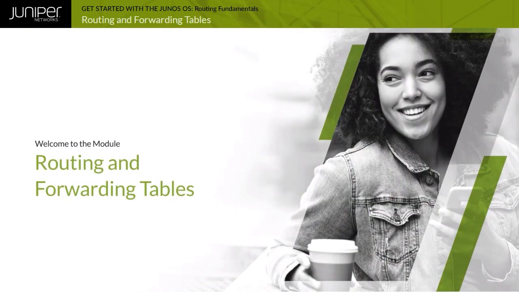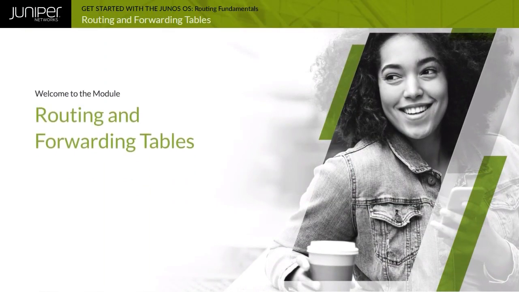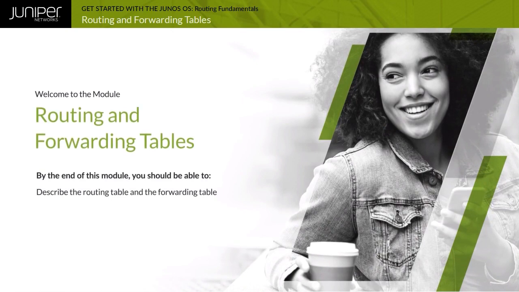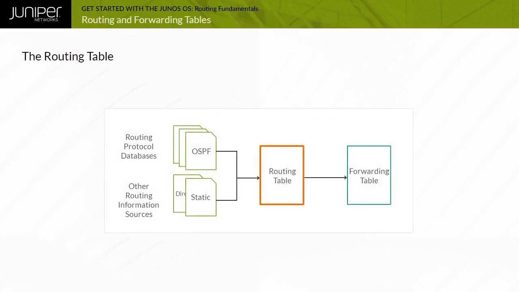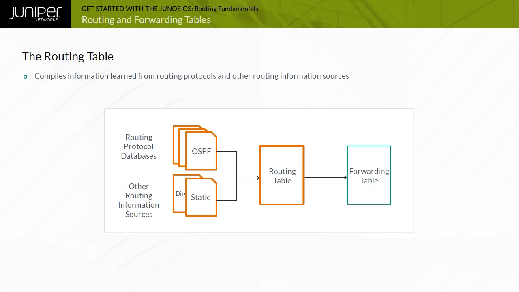Welcome to the Routing and Forwarding Tables module. By the end of this module, you should be able to describe the routing table and the forwarding table. The Junos OS routing tables consolidate prefixes, TCP/IP network addresses, from multiple routing information sources, including various routing protocols, static routes, and directly connected routes.